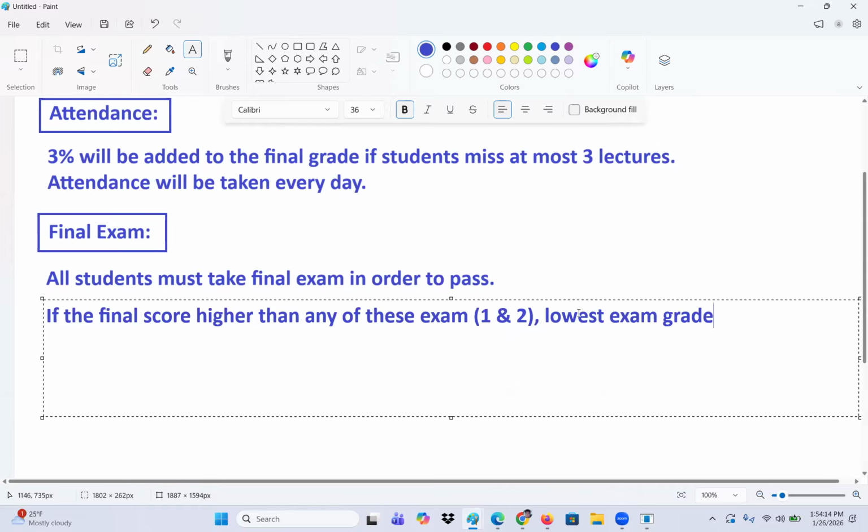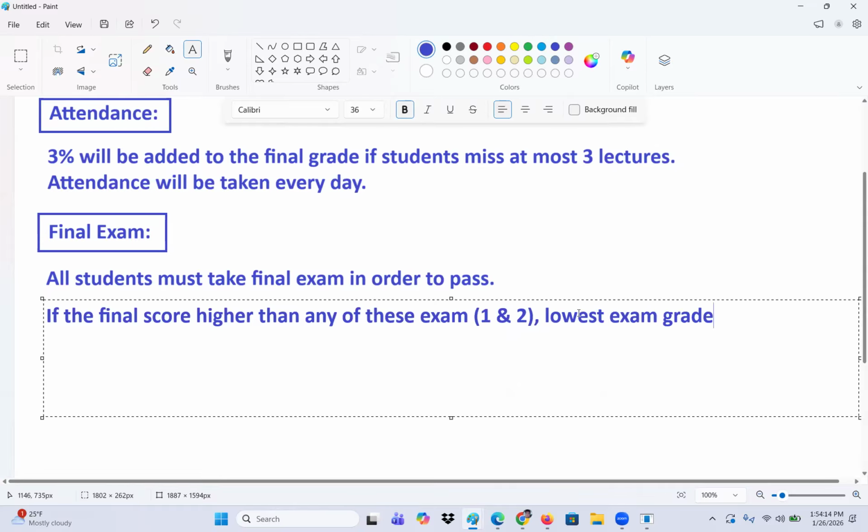So if the final exam score is higher than either exam one or two, one of them will be dropped and replaced by the final. So you're basically going to have the same grade for that exam. The lowest grade becomes the final exam grade as well. Meaning that you're going to get more benefit from scoring a higher grade on the final. But of course, it's always better to score high on the first two exams, because we don't know if we are going to fail the final or not. That might be the case.